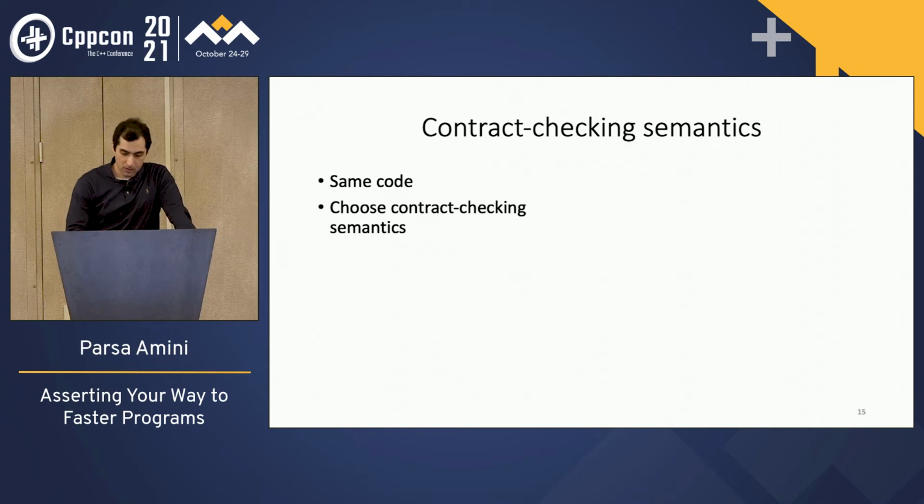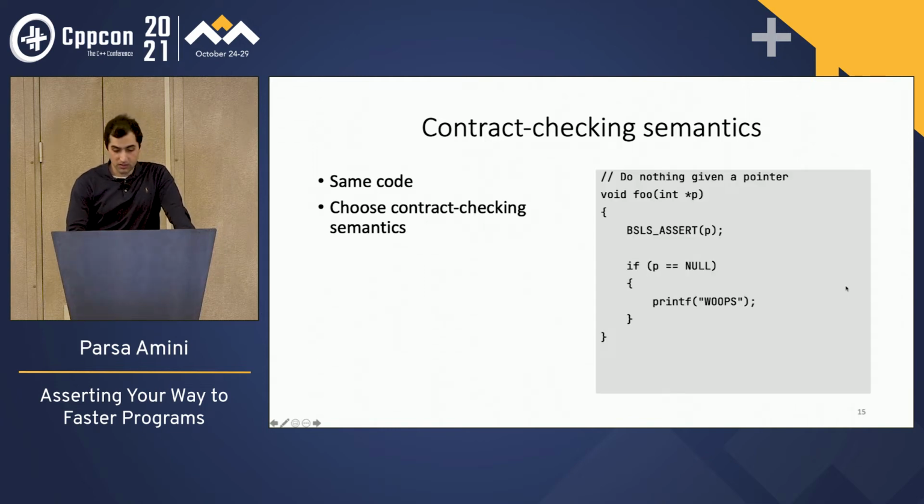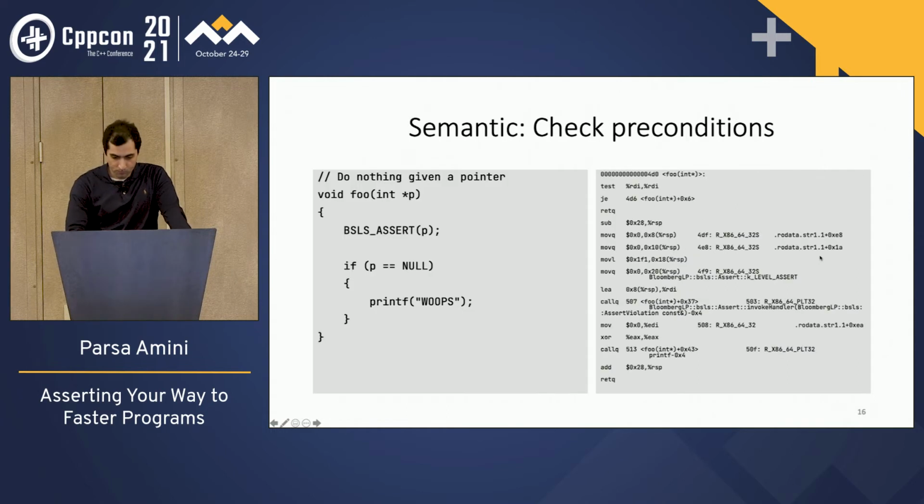And take this trivial function that has an assert in it. It has a narrow contract that says this function works properly only when it receives a pointer that is not null. It doesn't do anything really. And printf swoops if you pass a null pointer to it, but the contract doesn't say that it must. It just does that though.